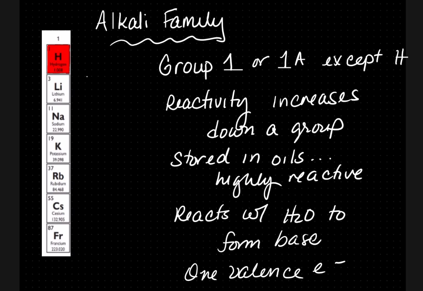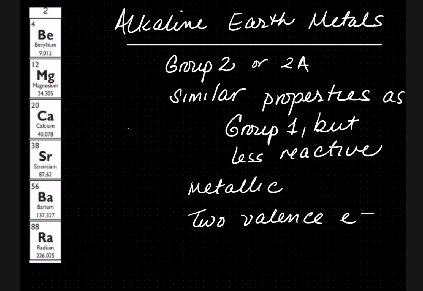They are stored in oils because they are highly reactive. They react with water to form base. They have 1 valence electron. Remember, valence electrons are electrons in the outside shell or energy level. Since they have 1 valence electron, they tend to give it away, and so they form a positive cation of +1 or 1 plus. Group 2 or 2A is known as the alkaline metals.